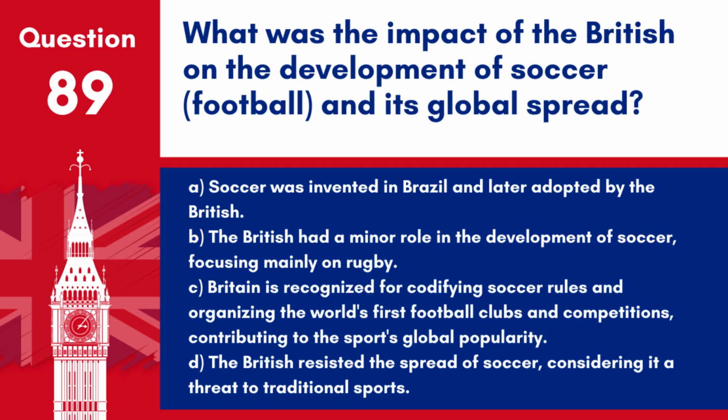Question 89. What was the impact of the British on the development of soccer, football, and its global spread? A. Soccer was invented in Brazil and later adopted by the British. B. The British had a minor role in the development of soccer, focusing mainly on rugby. C. Britain is recognized for codifying soccer rules and organizing the world's first football clubs and competitions, contributing to the sport's global popularity. D. The British resisted the spread of soccer, considering it a threat to traditional sports.